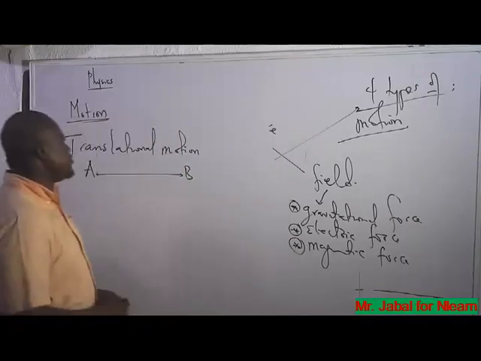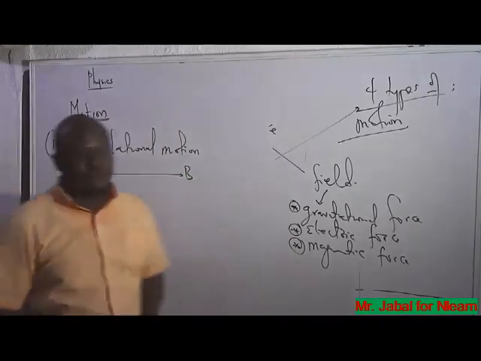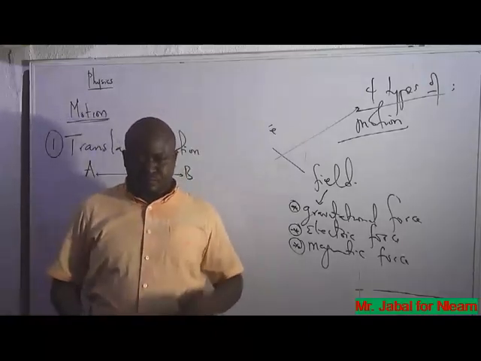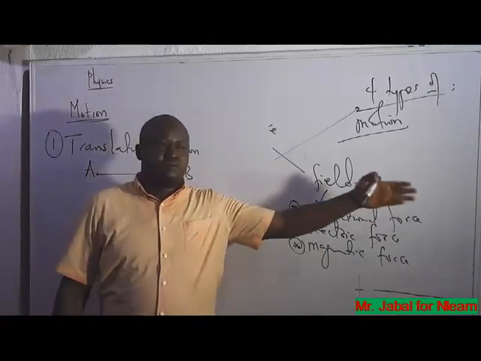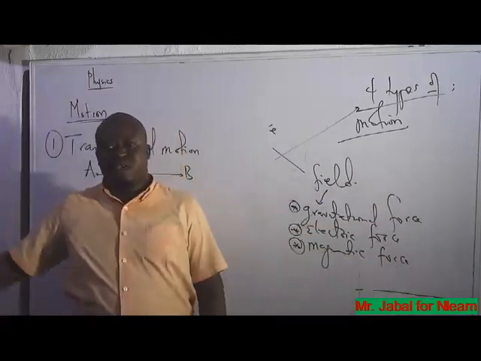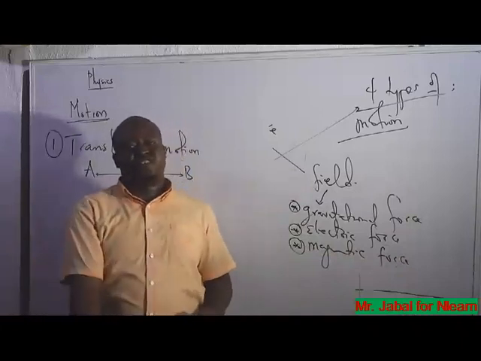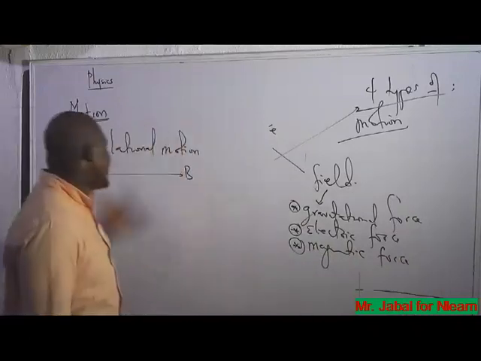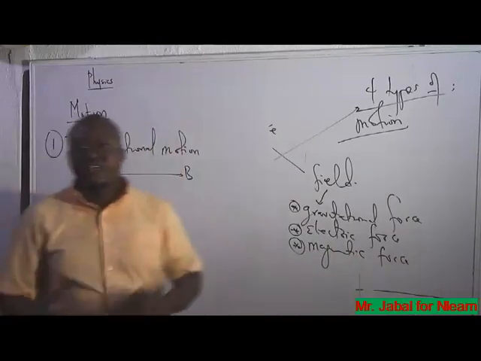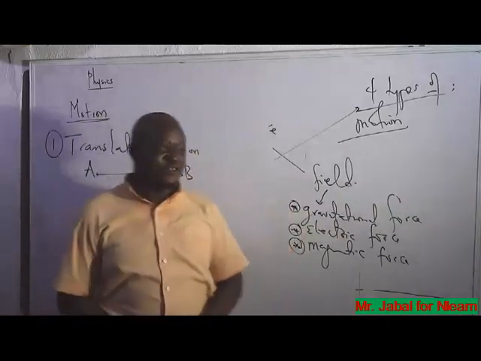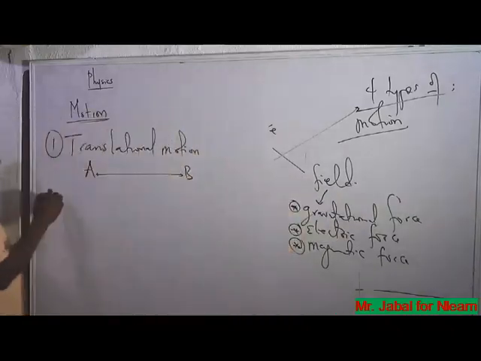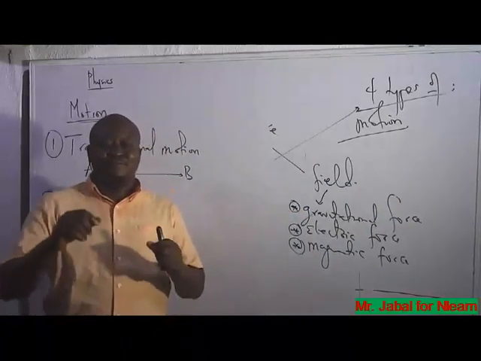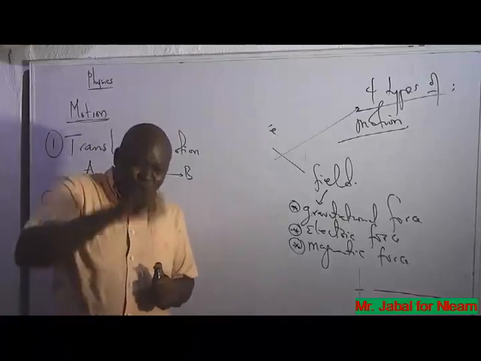Good. That's translational motion. Examples: a ball moving from one point to another, a car driving from bus stop A to bus stop B, a train moving from train station A to train station B. It's still the same thing. It has only translated from train station A down to train station B. That is translational motion. But there's another type of motion. That type of motion is called rotational motion.